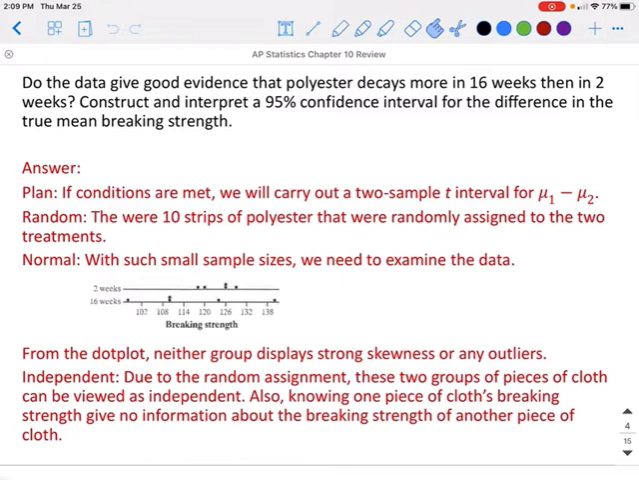To check for independence, because this is an experiment, there is random assignment, and these 2 groups of pieces of cloth can be viewed as independent. Also, knowing one piece of cloth's breaking strength gives no information about the breaking strength of another piece of cloth.